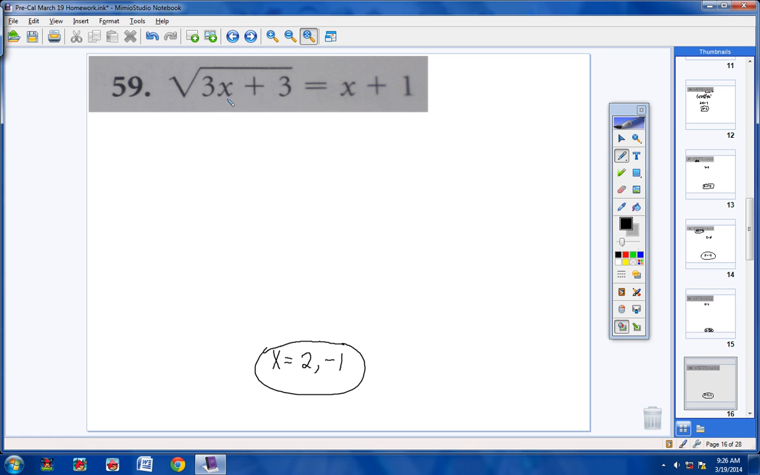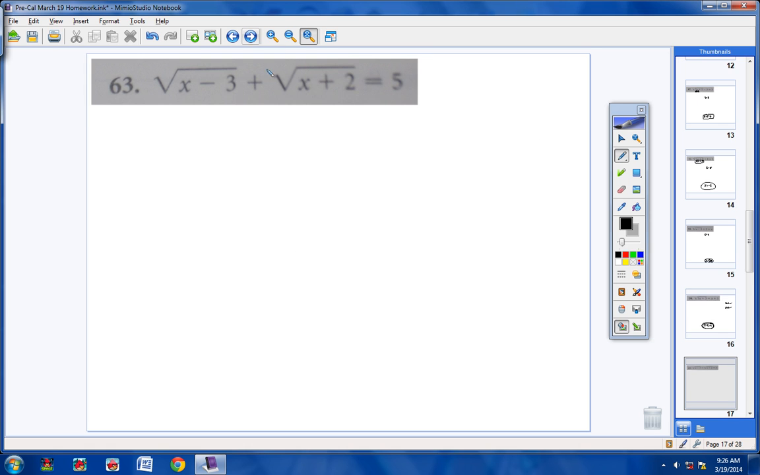Okay, if you put a 2 in here, you would get 9, square root of 9 is 3, and 2 plus 1 is 3. So if you put a 2 in, you would get out 3 equals 3. If you put a negative 1 in, you would get square root of 0 is 0, and negative 1 plus 1 is 0, so you would get 0 equals 0, and that checks. So both of these answers, in this case, do work. Okay, let's go ahead and continue on now to number 63.